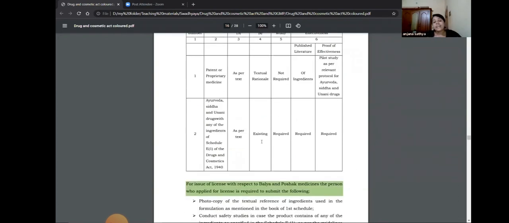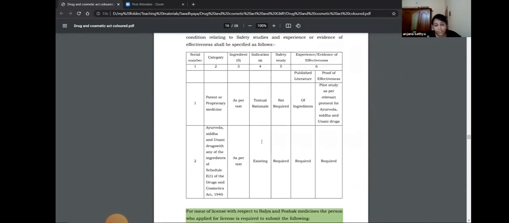Okay. And if the medicine contains any drugs which are included in Schedule E1, the poisonous drugs, then even if the ingredients are used as per the text, you have to do a safety study. Safety study is required. Published literature is required. Proof of effectiveness is also required. That is only applicable to the drugs which include Schedule E1. The formulations which contain drugs included in Schedule E1 have to produce a safety study, proof of effectiveness, and published literature.